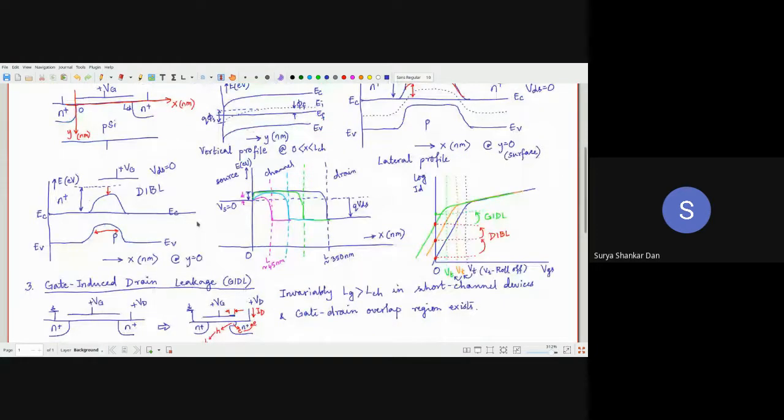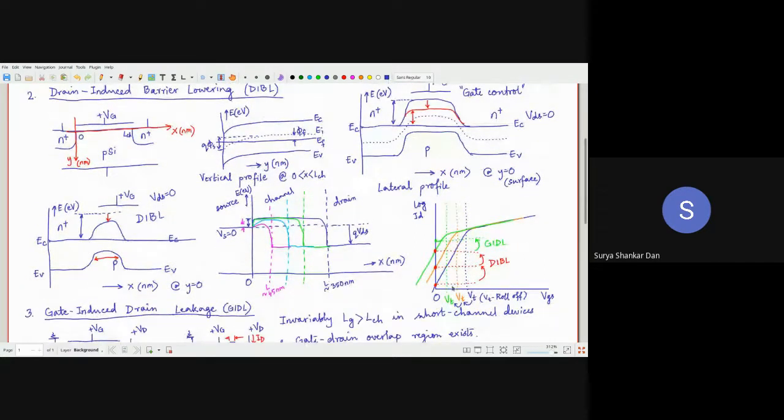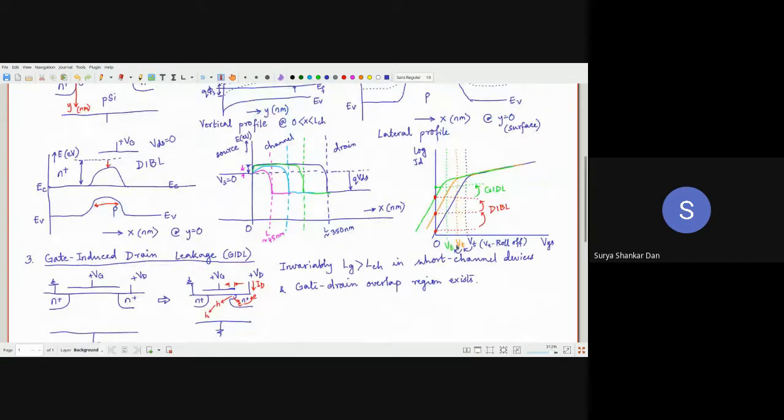So in DIBL, what will happen? Off current will keep increasing. So the static power dissipation will go on increasing. And of course, DIBL and VT roll-off happen simultaneously, as you can see in this diagram. Now, if you go into the nanometer scale, very deep submicron, like nanoelectronics, 45 nanometer or so, then you will start having this GIDL. Leakages have started.